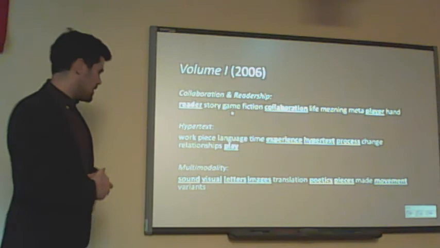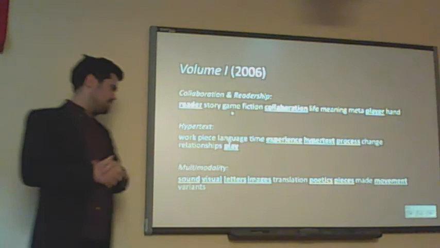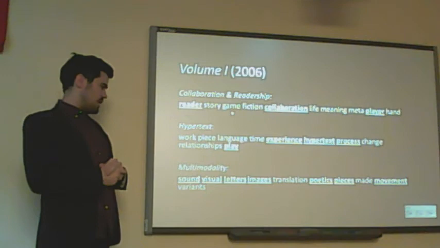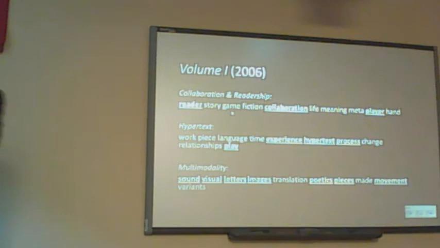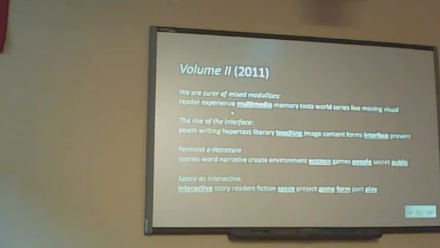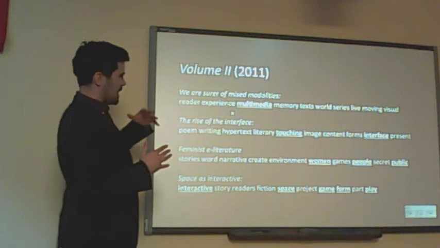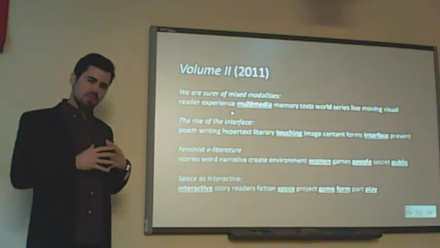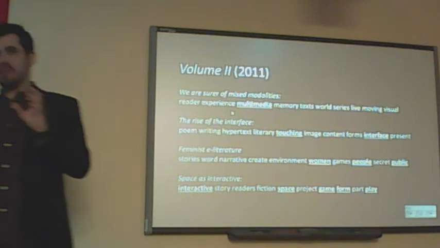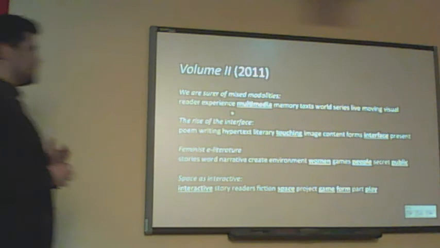And there was also a lot of topics around multimodality. So again, this idea of authors really trying to emphasize, well, this is literature, but it uses sound, it uses images, it uses the visual. In volume two then, it was very clear that authors were much more comfortable with this notion of multimodality. They no longer broke down modalities into things like sound, image, letters. They just spoke in broader terms like multimedia. Again, there was the rise of the interface.